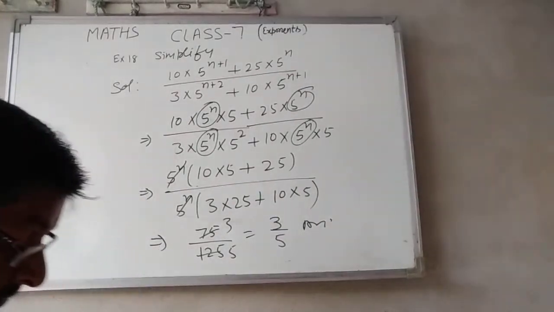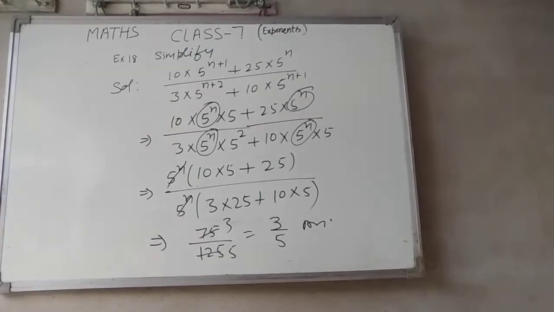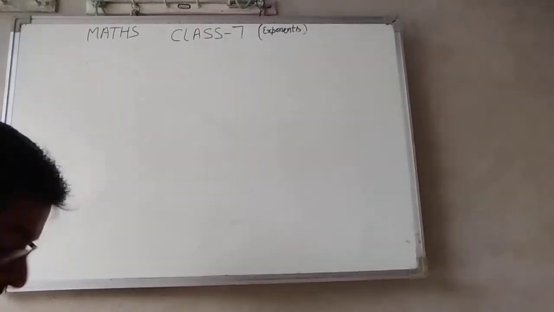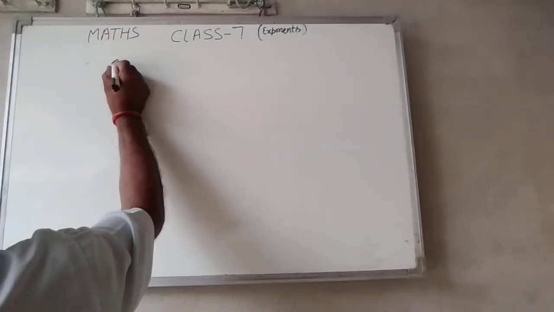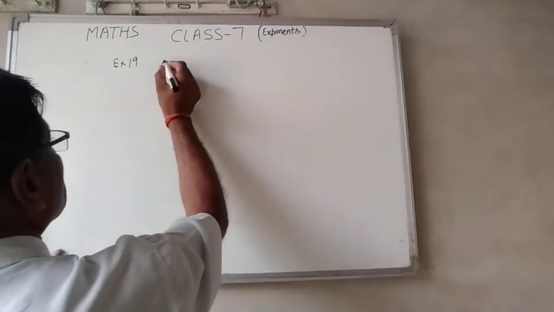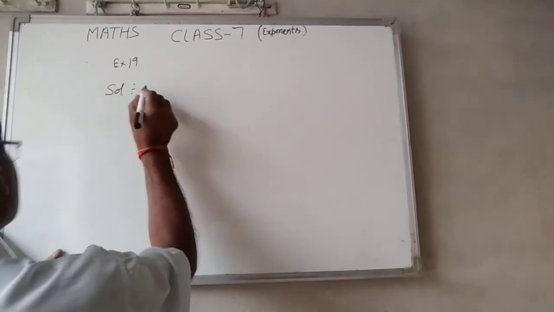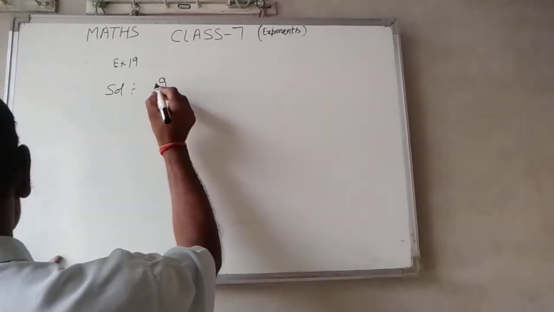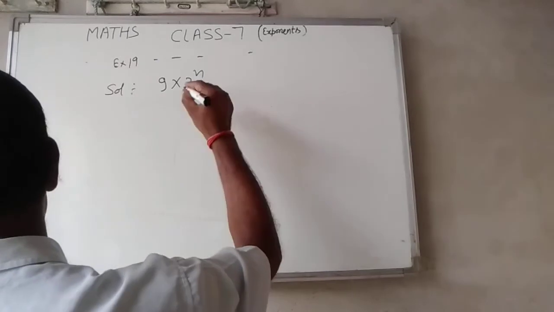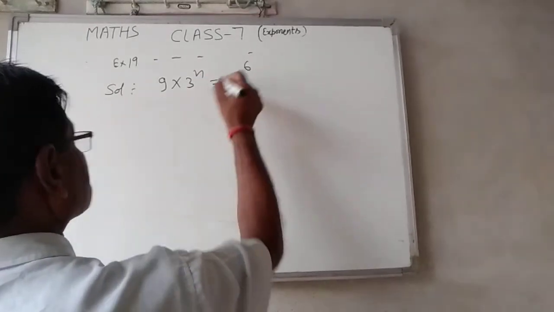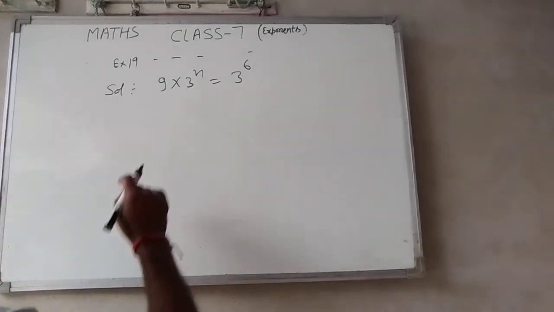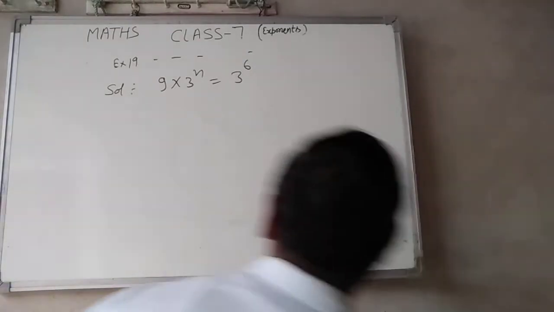Now the next example, number 19. Again there is the same kind of question. We will write the solution. So this is the question: 9 multiply 3 to the power n, you can see the question in the book, is equal to 3 to the power 6. We have to find the value of n. So this is also a different question.